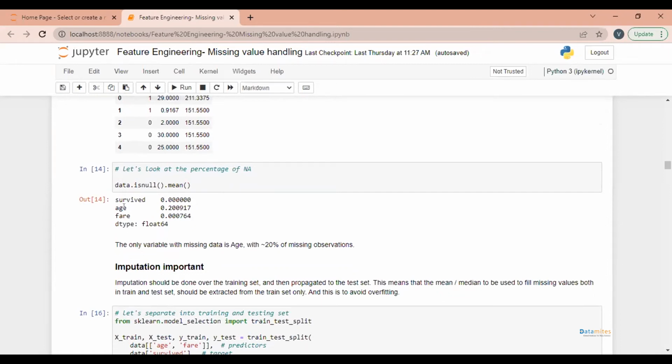So if you see, age has around 20% of missing values. In the case of fare, we have very few missing values.